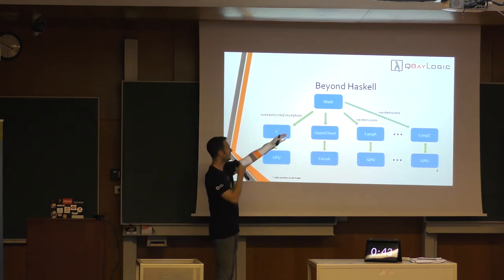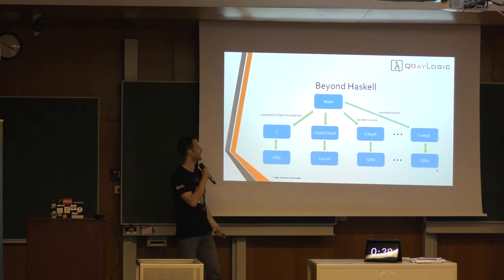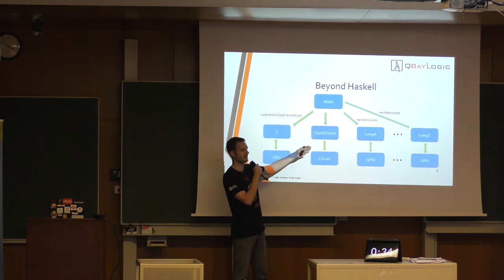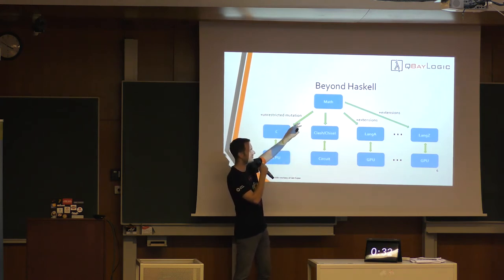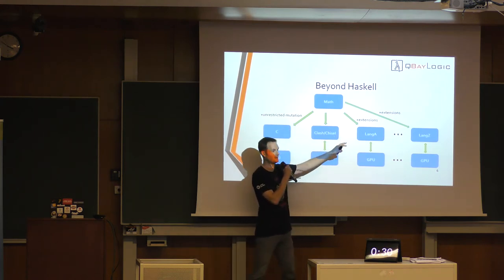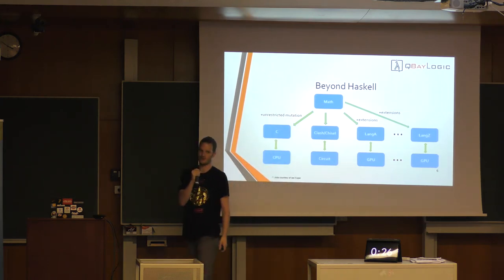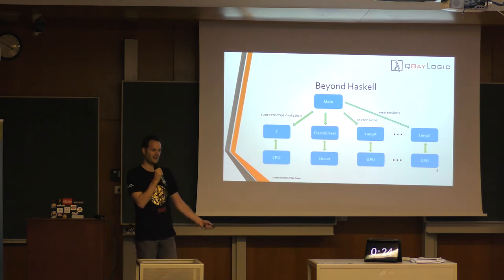So if you have your math, then you add unrestricted mutation, you get a language like C. But if you want to go to different architectures, start with saying what you can do, add more stuff on it, and then you can go to a GPU or something like a Graphcore machine, those kinds of things. But start with a basis. That's what we're going to work on.